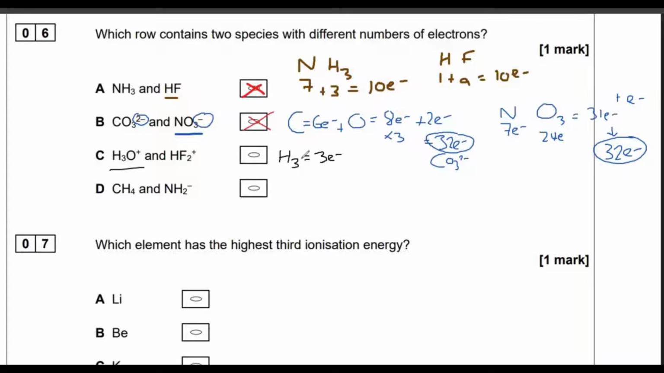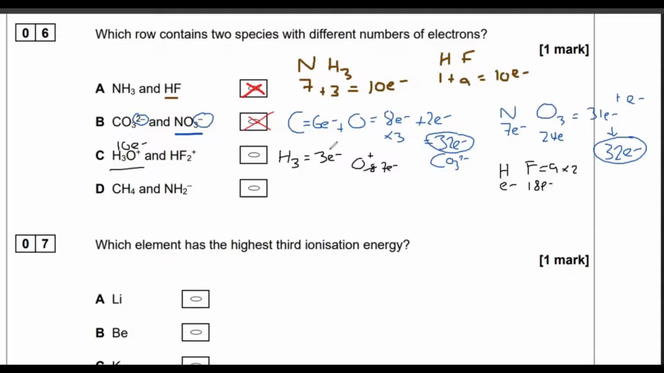Now let's look at this. We've got this H3O plus ion and 3 electrons in the 3 hydrogens, 8 in the oxygen, but it's got a plus charge. So this time there's an extra positive charge, so one electron is missing, so there's only 10 electrons in that.